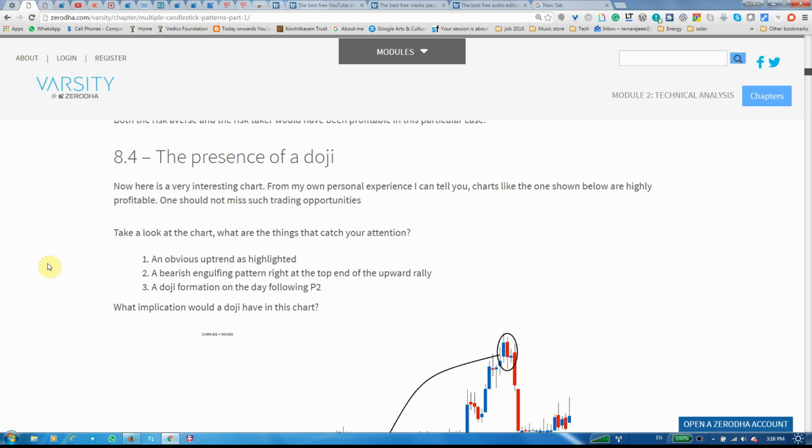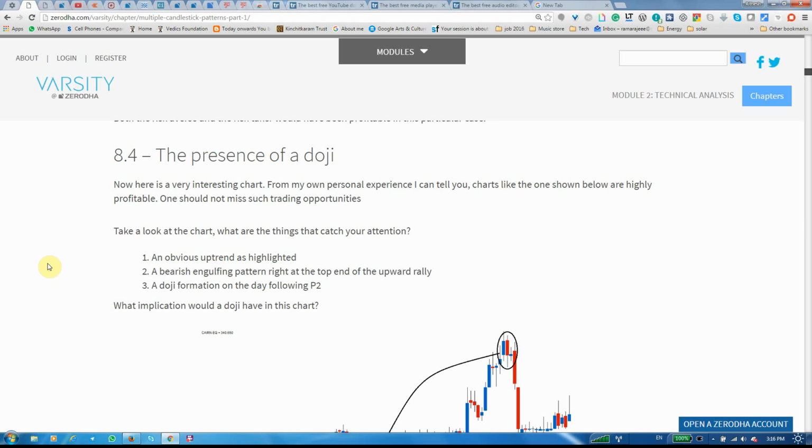8.4 The presence of a doji. Now here is a very interesting chart. From my own personal experience, I can tell you charts like the one shown below are highly profitable. One should not miss such trading opportunities. Take a look at the chart. What are the things that catch your attention?